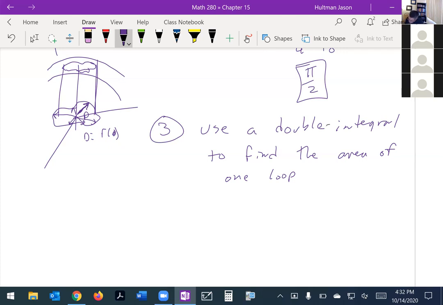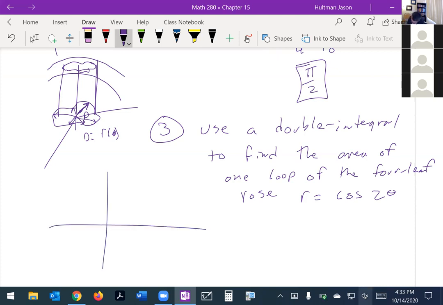Okay, use the double integral to find the area of one loop of the four-leafed rose, r equals cosine of 2 theta. So now we know this four-leafed rose looks like this. It starts off here, and it's a four-leafed rose. So let me make sure I get this right. Since it's a four-leafed rose, it's going to look like this.